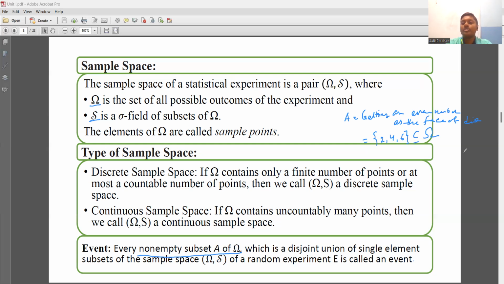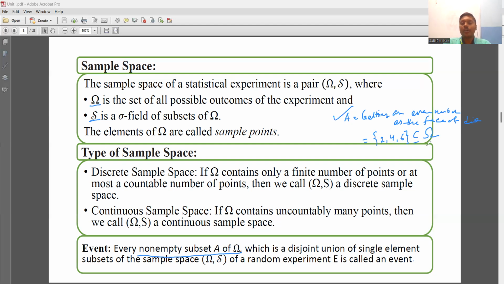Now here is an example of a composite event: this A, getting an even number. If I consider the experiment of rolling a die, and the event A as getting an even number as the face of the die, then it consists of several points. It is the composition of several single events: getting a 2, getting a 4, getting a 6. It is the composition of these three things, so it is a composite event.